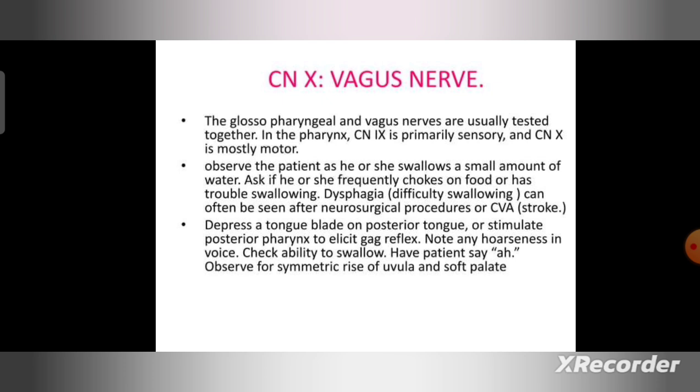Depress a tongue blade on the posterior tongue or stimulate the posterior pharynx to elicit the gag reflex. Note any hoarseness in voice. Check ability to swallow. Have the patient say "aah". Observe for symmetric rise of the uvula and soft palate.